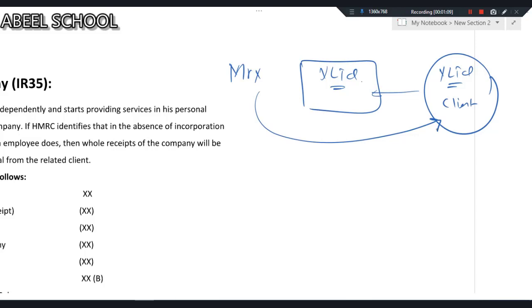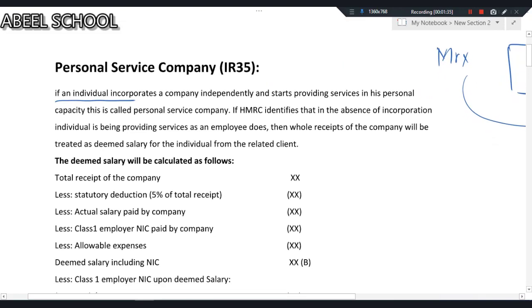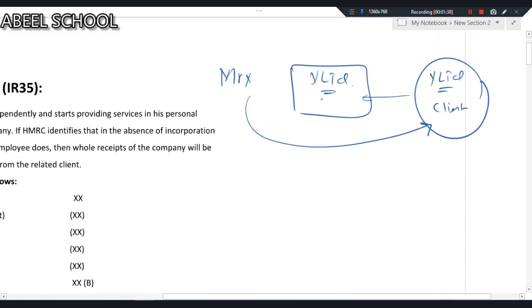So it means Mr. X has incorporated X Limited and Y Limited is a client who needs, let's say, services from X Limited. And how does X Limited provide services? By sending Mr. X. So whenever the client needs services from X Limited, then X Limited sends Mr. X only, because he's the only employee in the entire organization. In such a scenario, IR 35 applies, and whatever X Limited is getting from Y Limited, the entire amount is treated as deemed salary of Mr. X.